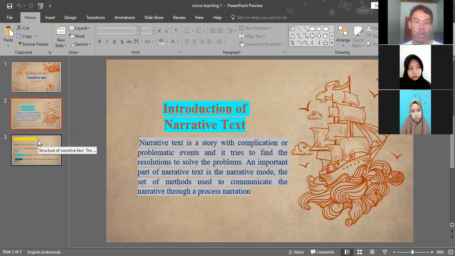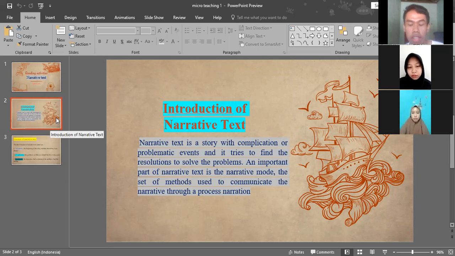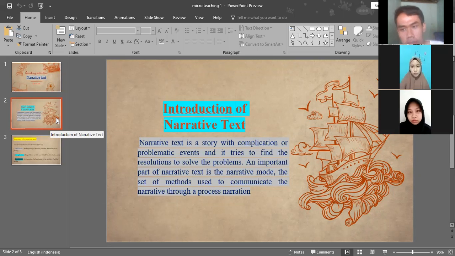So after you read and know about narrative text, have you got imagination or understanding about narrative text, students?